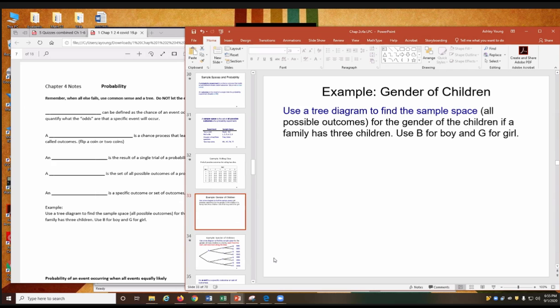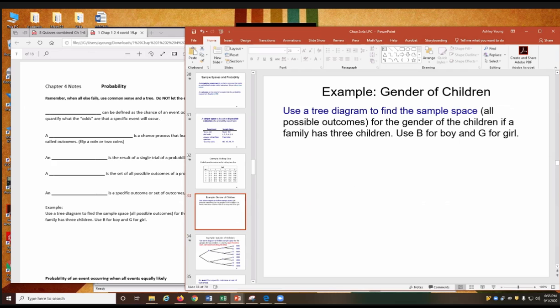You could also use a tree diagram to find the sample space. We're going to be doing a lot of tree diagrams, so get used to them. Pay attention. This is important. You're going to be needing to know how to do these over the next month, and it's going to come up again on the final. So we need to find the sample space, in other words, all possible outcomes for the gender of children if a family has 3 kids.